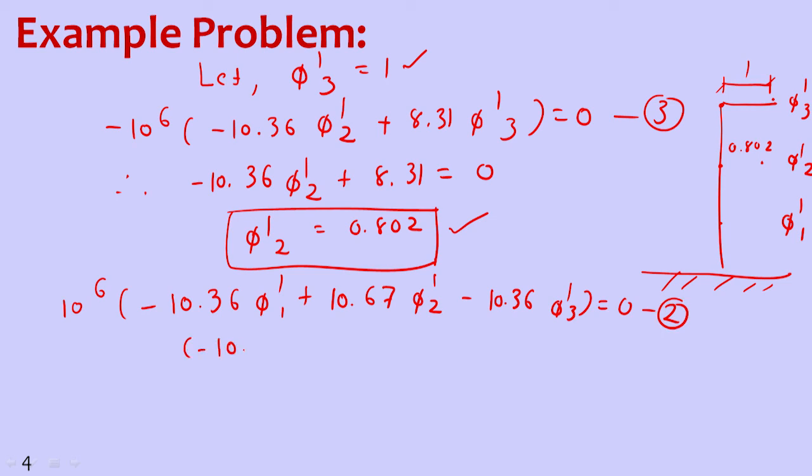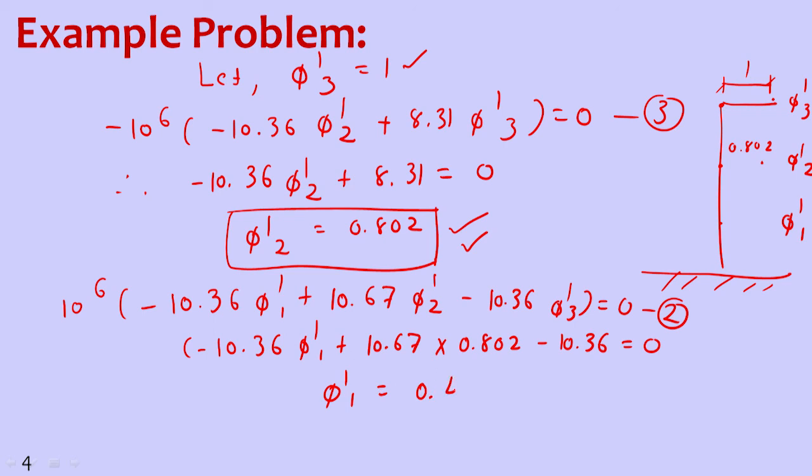So this is our equation number 2. Now substituting values, minus 10.36 phi 1 1 plus 18.67 into 0.802, which is the value of phi 1 2, minus 10.36 is equal to 0. If I solve this one, I will get phi 1 1 as 0.445. Once I plot this 0.445, which is somewhere over here, and connect all the dots, here I will get the values.